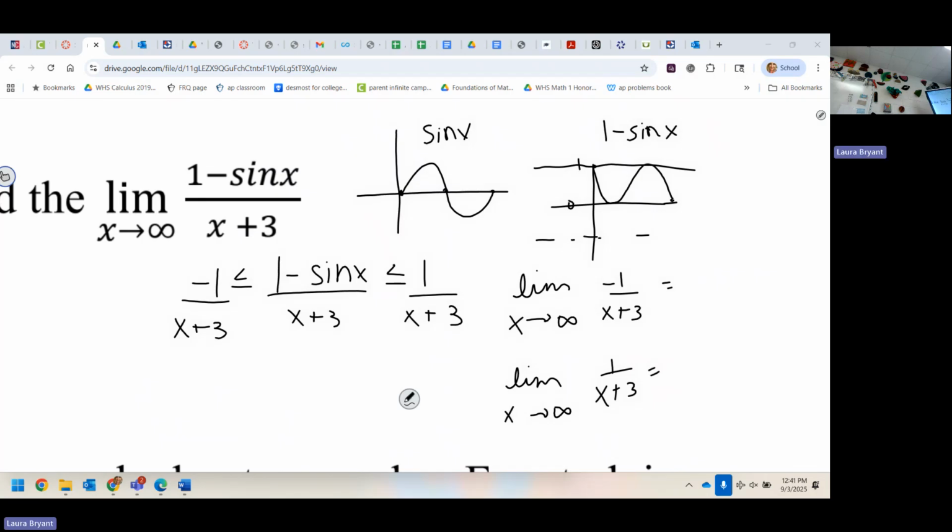And if I plug in infinity, I have -1 over infinity plus 3, and 1 over infinity plus 3. Infinity plus 3 is still just infinity because infinity is not a fixed number. It's an infinite amount. If I add 3 to it, it's still an infinite amount. Infinity represents a value without bound, so infinity plus 3 is still a value without bound. Okay, that's kind of like, well, what do I do with that?